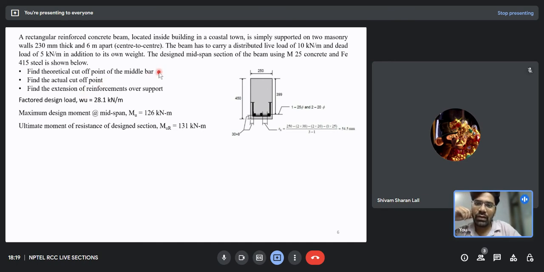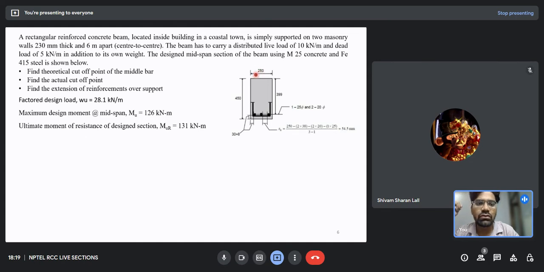So you are getting what I am trying to solve here, and it is also asking me the extension of reinforcement over the support. Although they have given us the live load and the dead load, they have readily given us the factored design load, and for that factored design load they have also provided the design bending moment, and along with that the limiting moment of resistance which the beam can actually resist, that is 131 kilonewton meter.